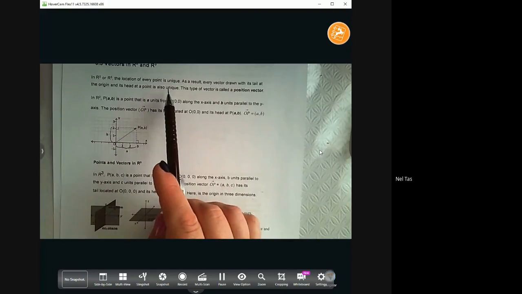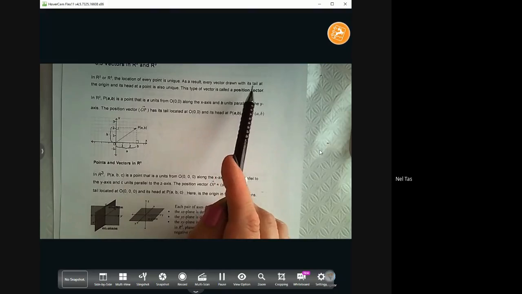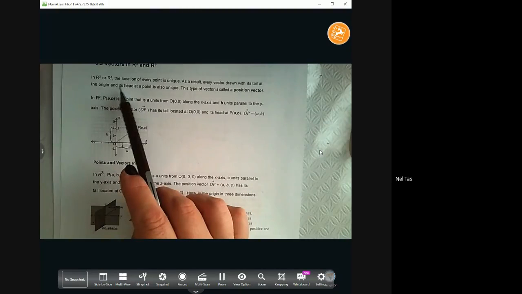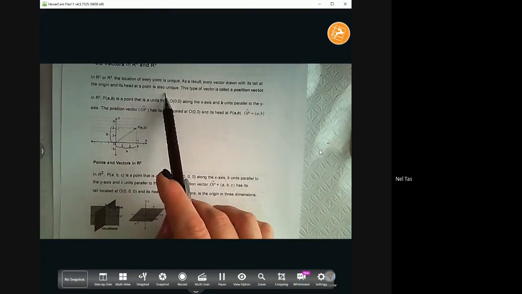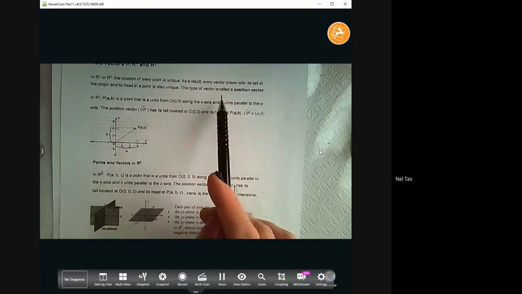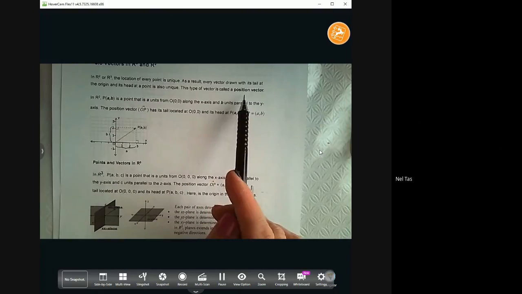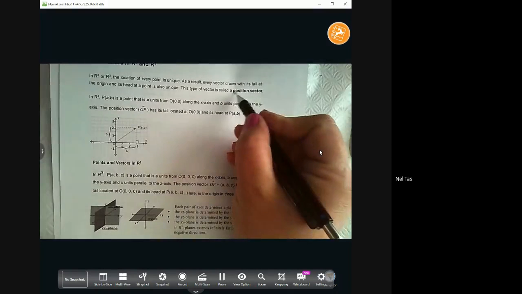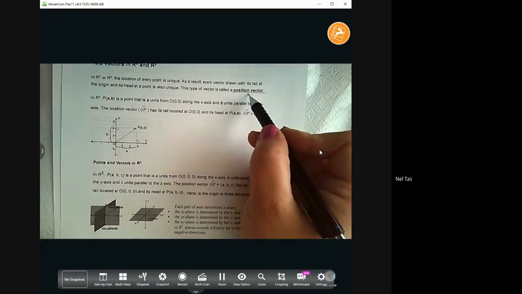In R2 and R3, the location of every point is unique. As a result, every vector drawn with its tail at the origin and its head at the point is also unique. This type of vector is called a position vector. Position vector, if the tail is at the origin.